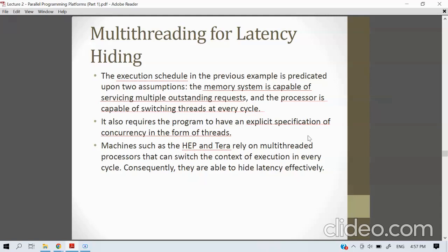So we need to know whether the program has an explicit specification to perform the concurrency, in this case threads. Machines such as the HEP and Tera rely on multi-threaded processors that can switch the context of execution in every cycle. So these are examples that implement multi-threading to hide the latency effectively.